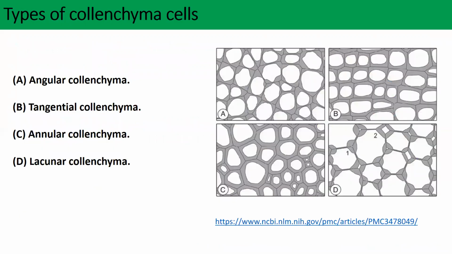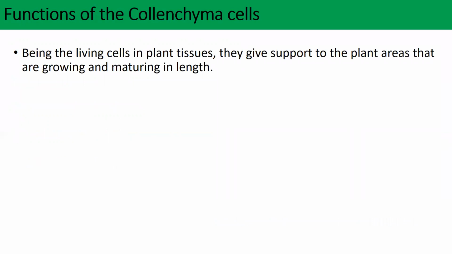There are four subtypes of these collenchyma cells which are listed here: the angular collenchyma cells, tangential collenchyma cells, annular and lacunar collenchyma cells, which are differentiated on the basis of their shapes and also sometimes on the basis of their functions. So let's discuss the function of these cells. For example, as these cells are living cells, they give support to the plant areas that are growing and maturing in length.